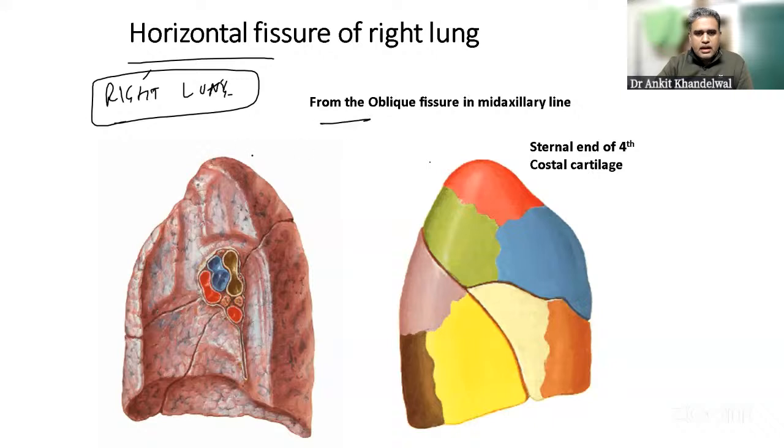Right, so coming back to the horizontal fissure. Here you can see in the right lung, this is the horizontal fissure, and this over here is the entire oblique fissure. This is the superior lobe, this is the middle lobe, and this is the inferior lobe.